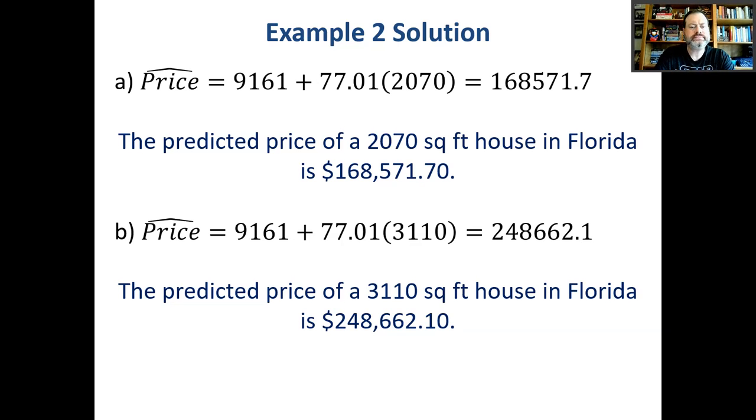So again, when we say predicted price, that's what that hat means, right? Hat means estimate, predicted, and in some cases it can mean average, right? It just means what do we expect to happen, right? So this should not be a surprise at all, right? This house is a lot bigger than that house, so it costs a lot more. That totally makes sense.